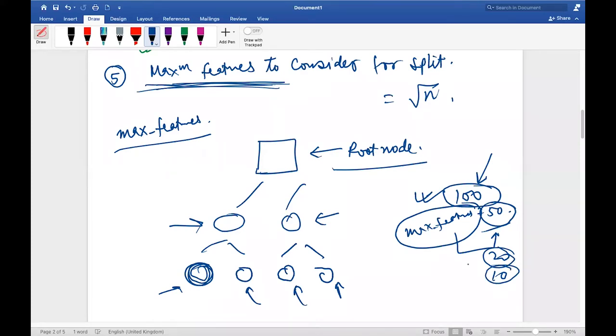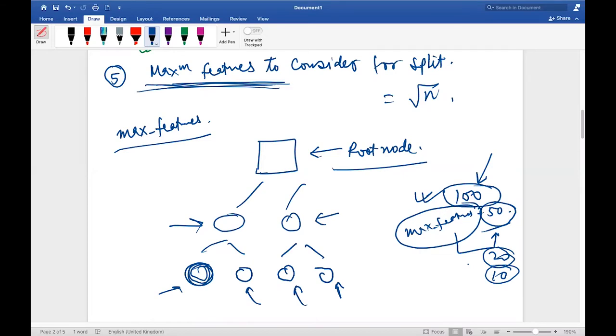Rule is like setting a Pareto rule, the 80 to 20 rule. I'm not getting the exact word that you're using. You know the Pareto rule, which is the maximum that comes from the Pareto rule. Okay, that is what you are talking about.